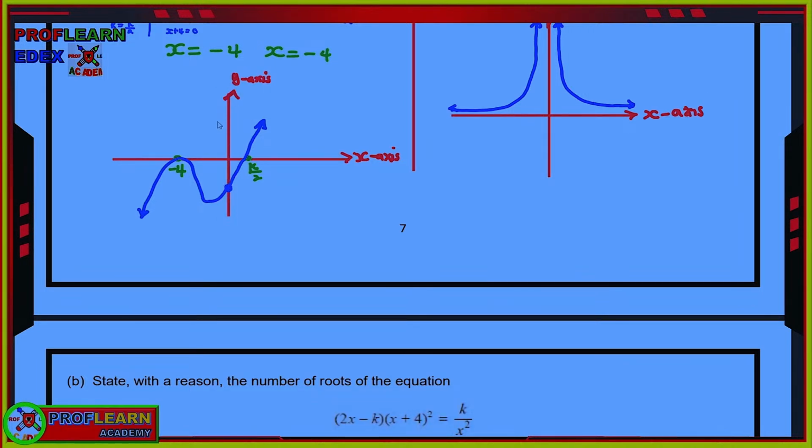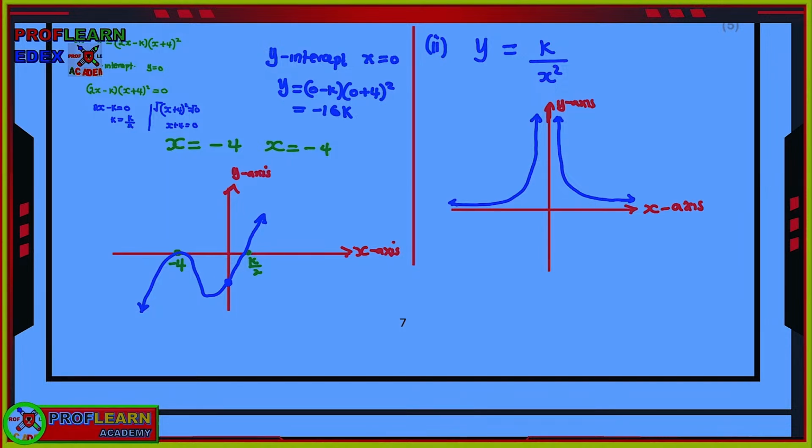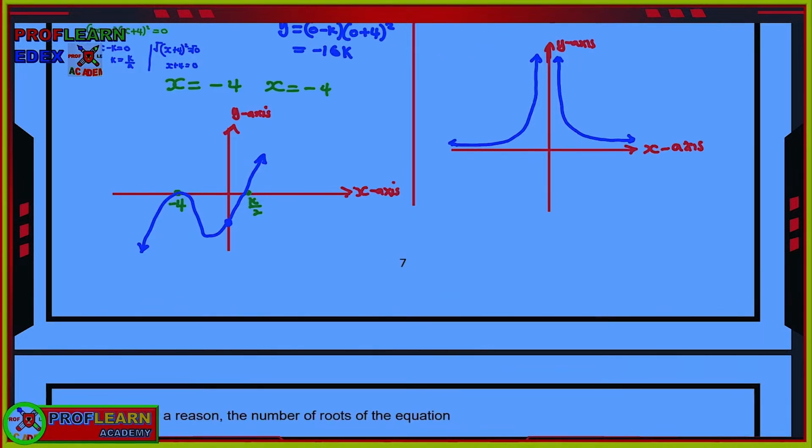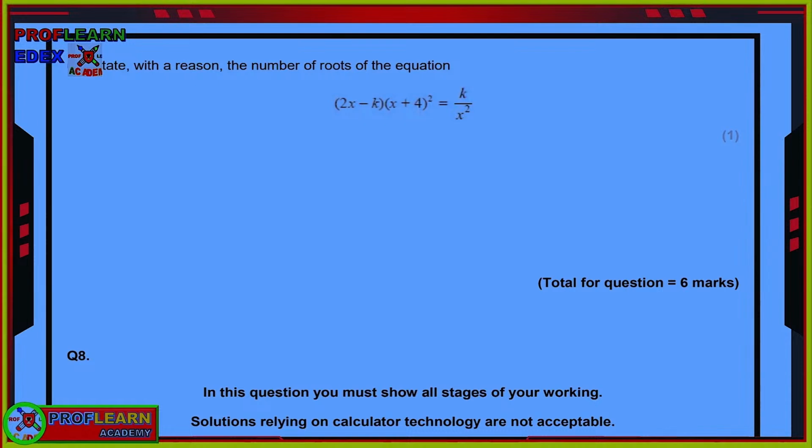And then we also have the curve for y = k/x^2. This is how the curve is going to look for part 2. You can see the next question they are asking down here. We are supposed to state the number of roots for the equation (2x - k)(x + 4)^2 = k/x^2.